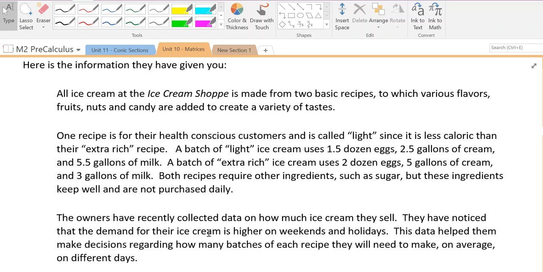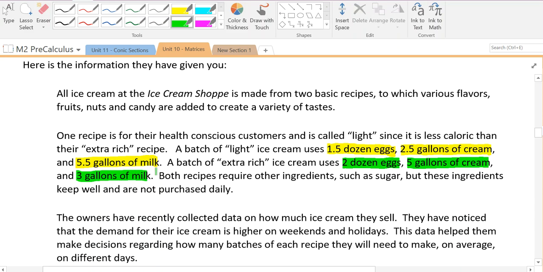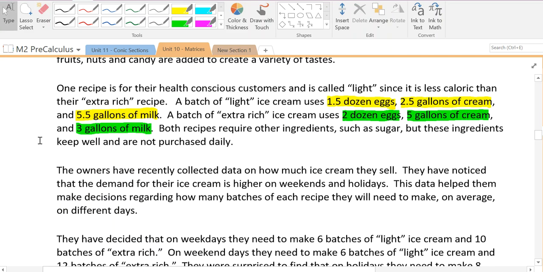One recipe is for their health-conscious customers and is called light, since it's less caloric than their extra rich recipe. A batch of light ice cream uses 1.5 dozen eggs, 2.5 gallons of cream, and 5.5 gallons of milk. A batch of extra rich ice cream uses 2 dozen eggs, 5 gallons of cream, and 3 gallons of milk. Both recipes require other ingredients such as sugar, but these ingredients keep well and are not purchased daily.